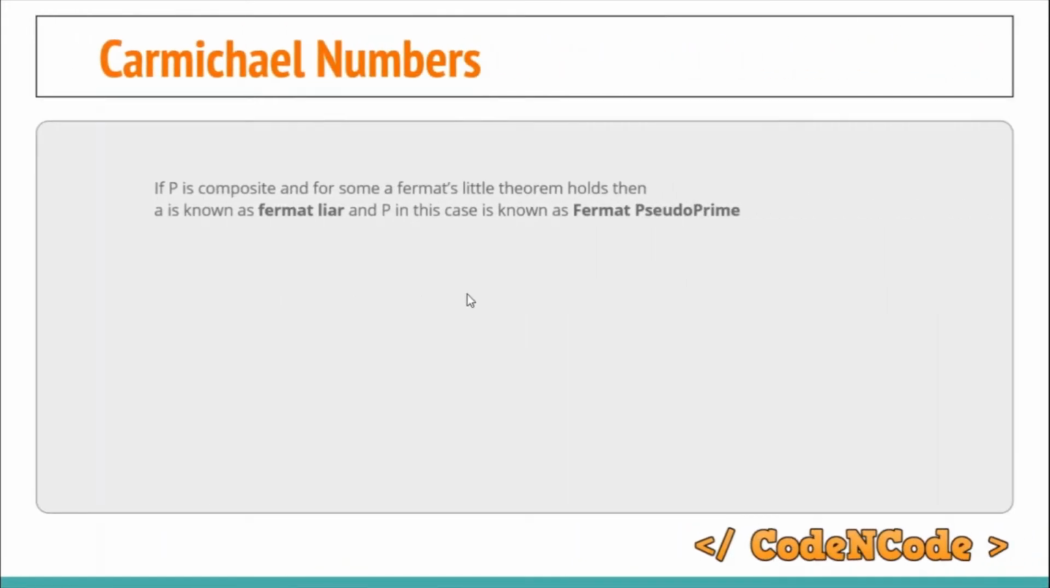Now, as I told you, there are some numbers which may cause difficulties for us, and those numbers are known as Carmichael numbers. So first of all, let us study Fermat liars and Fermat pseudoprimes. If p is a composite number, but after choosing a certain a, the base, the Fermat test tells you that Fermat's little theorem holds for that a, then the base a is known as a Fermat liar, and the number p is known as a Fermat pseudoprime. Nothing important here, just a little theoretical part.